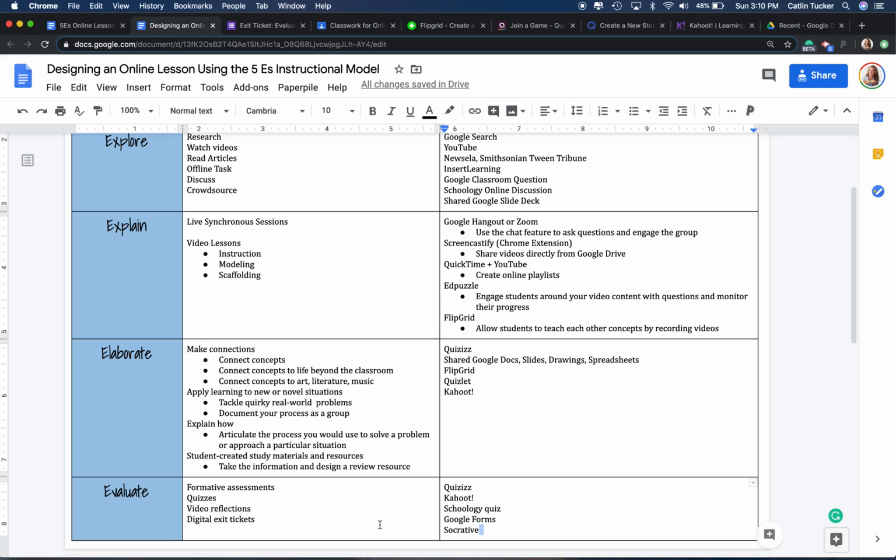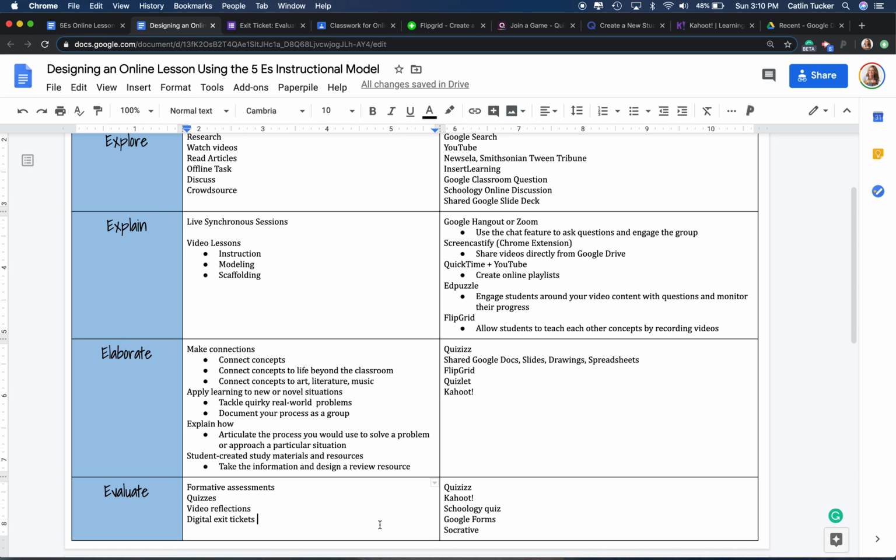I also want the evaluate stage to be a moment in the learning cycle where kids slow down and think about, what did I learn? How did I learn it? What misconceptions did I have when I started this particular lesson? And what do I still want to figure out or know, or what questions do I still have?